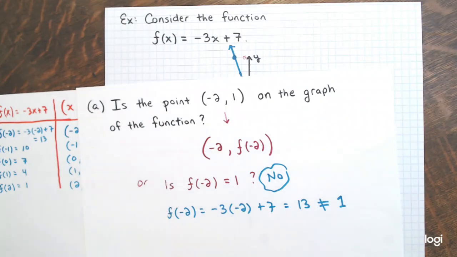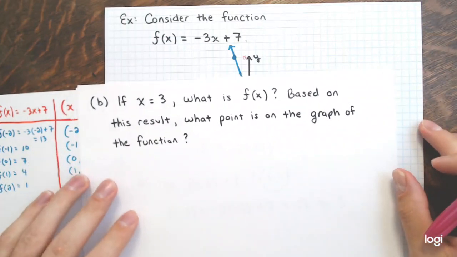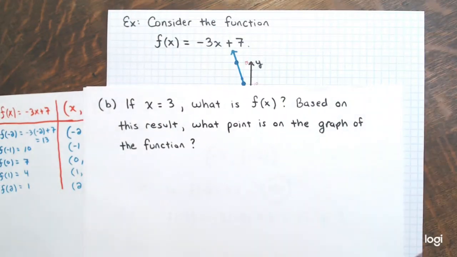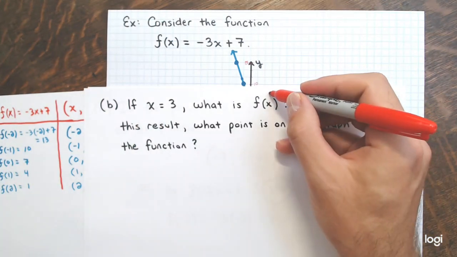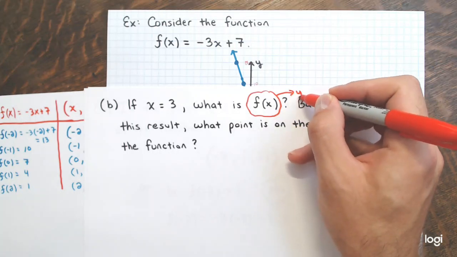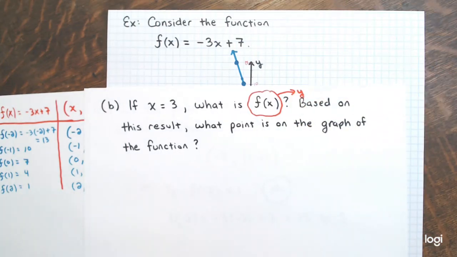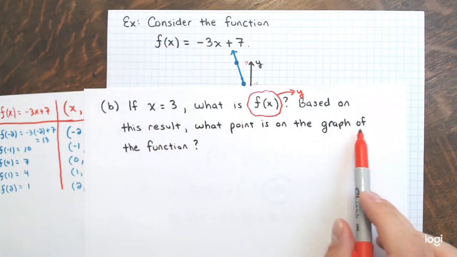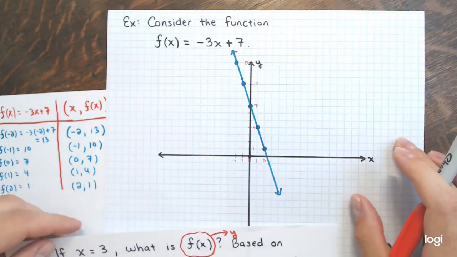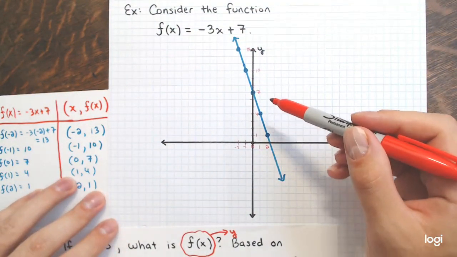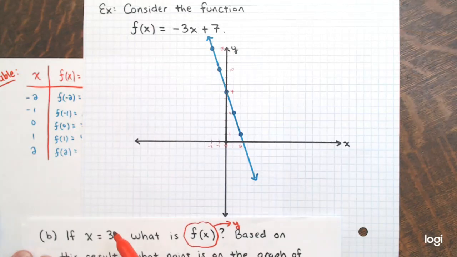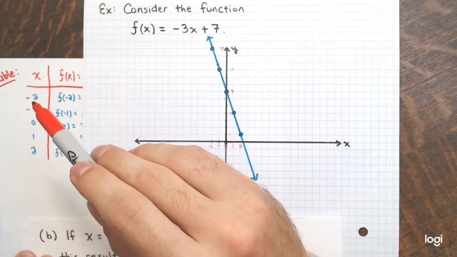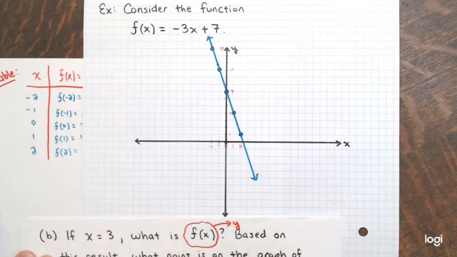Part B. If x equals 3, what is f of x? Notice here they're giving us an x coordinate, and remember f of x is like the y coordinate. It's the y value. So if x is 3, what is f of x? And then based on this result, what point is on the graph of this function? Now I do not have that point labeled. It's not a nice solid point like these 5, and it's not in my table either. I have all these points where x is -2, -1, 0, 1, and 2, so I just need to find one more point.